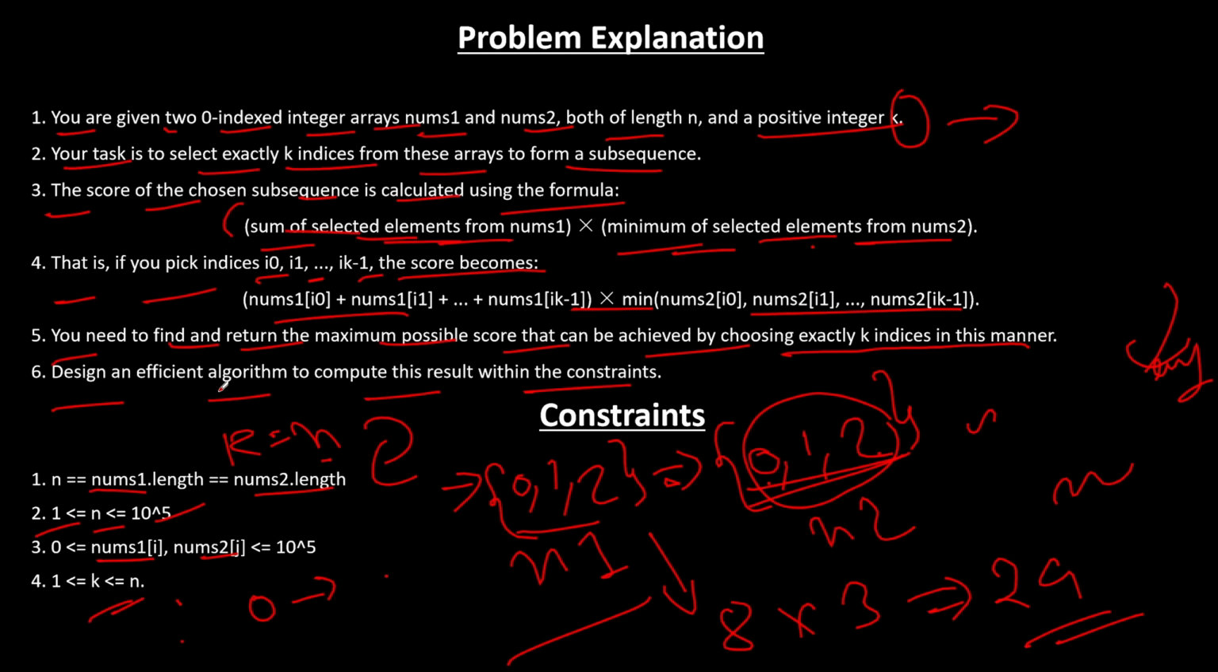So basically, they are asking us to take out k indices, whether it is 3 or 4, whatever. And the same indices will be taken from nums1 and nums2. In nums1 you will take the sum, in nums2 you will take the minimum, and you will just multiply them. I hope you understood the problem explanation. Now let's move to the next slide.